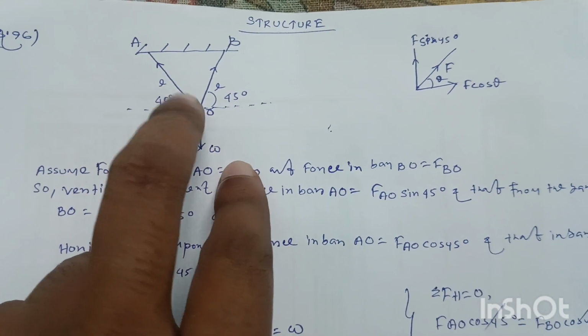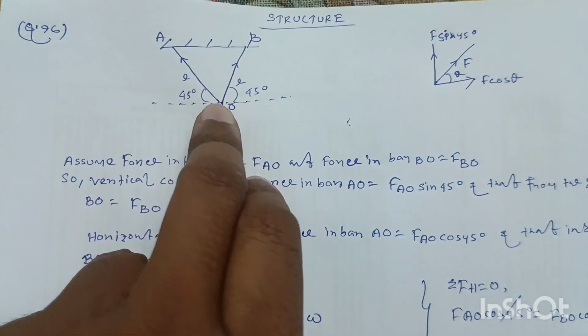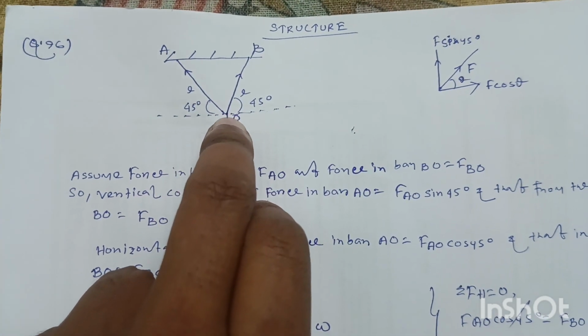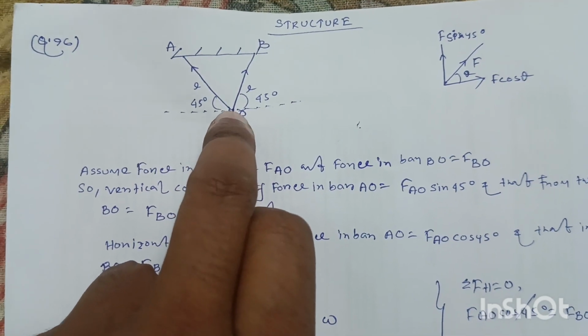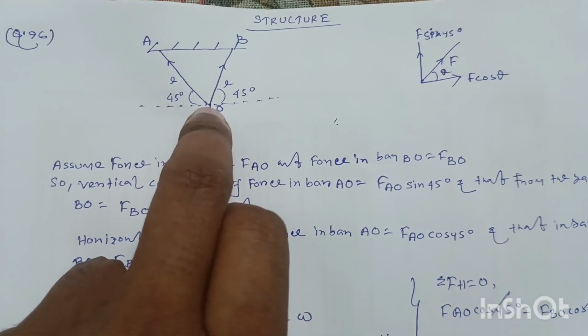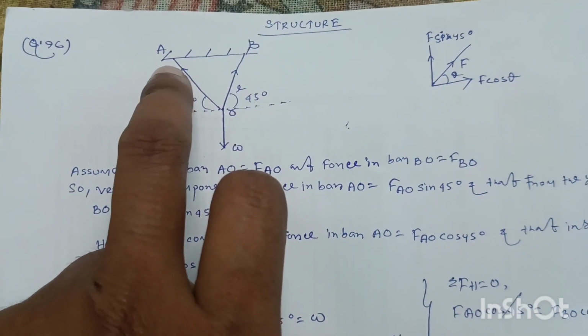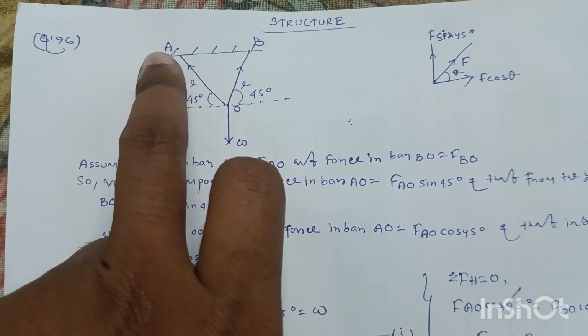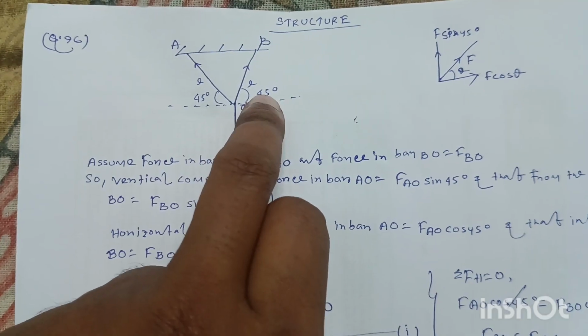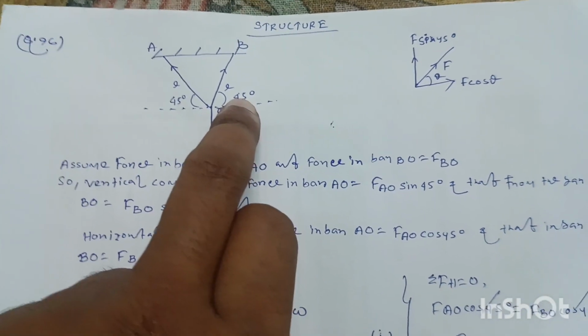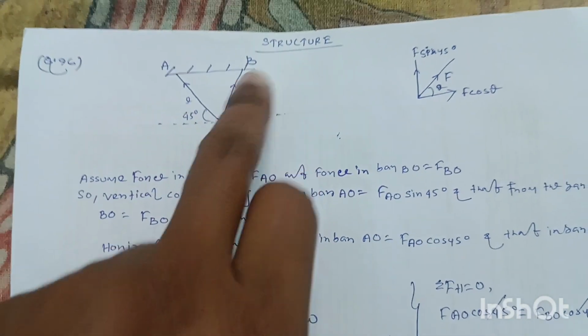As per the question, two bars AO and BO are hinged at O, and from this point O a downward load W is applied. Assume the two bars AO and BO, of uniform area, are attached to a ceiling, that is AB.